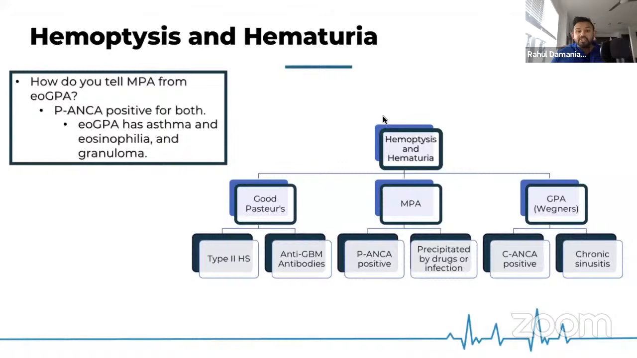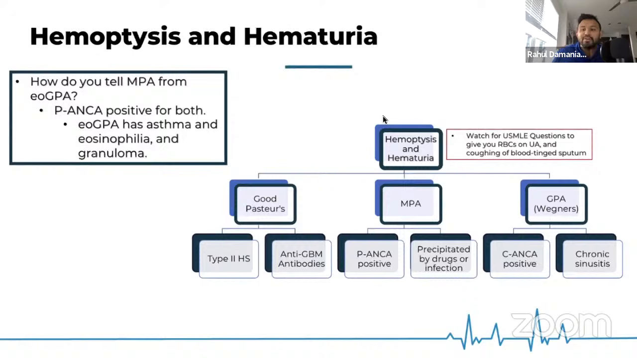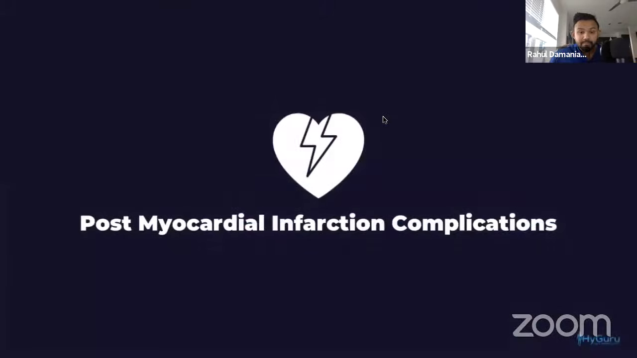Important for us to also understand is that microscopic polyangiitis and eosinophilic granulomatosis with polyangiitis, formerly known as Churg-Strauss, both of those pathologies are going to have P-ANCA. However, eosinophilic granulomatosis with polyangiitis has asthma, eosinophilia, and granulomas. So how do you recognize hemoptysis and hematuria? Well, watch for the USMLE questions. They're going to give you RBCs on the UA as well as a patient coughing blood-tinged sputum.